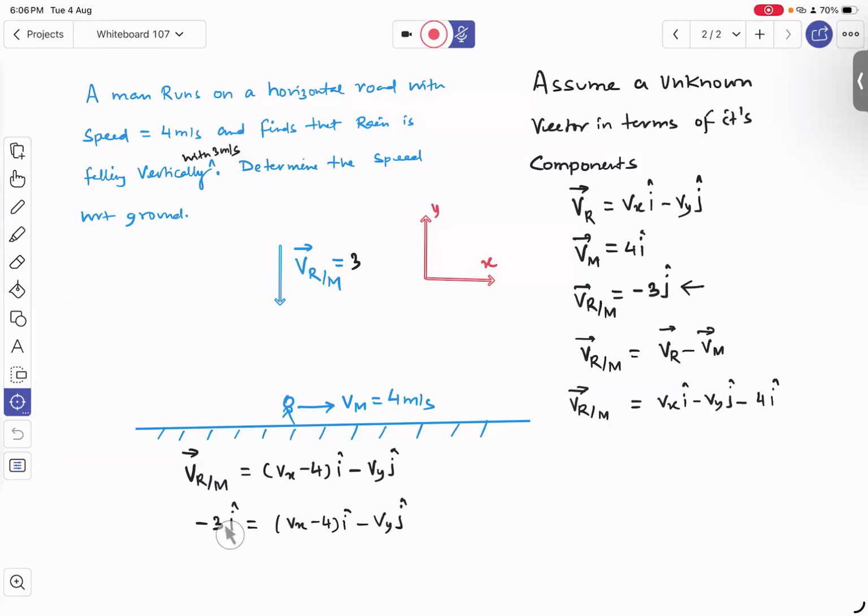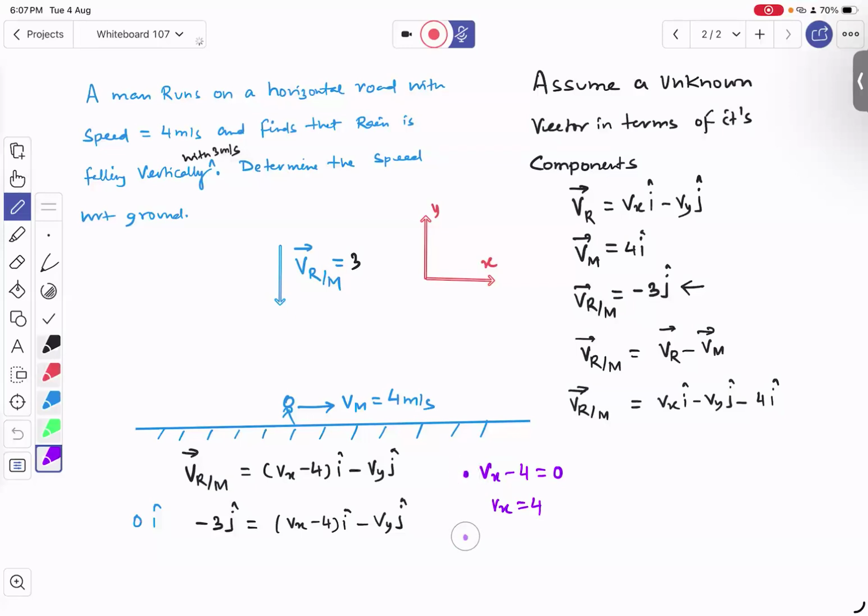Now tell me, this VRM vector is equal to this vector. What is the x component of this VRM vector? It is 0, no? As LHS and RHS are the same, the i cap component of LHS should be the same as the i cap component of RHS, and the same goes for j cap. So what I really have is 0 i cap, since if nothing is there it means 0 i cap. So what I will write next is Vx minus 4 should be equal to 0. From that we get Vx is equal to 4.